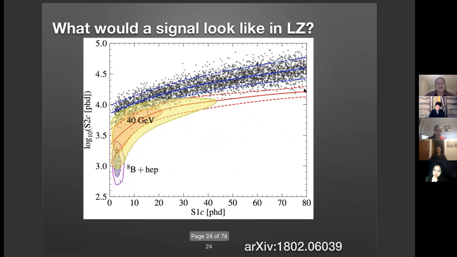What would a signal look like? Again, this idea of energy on the x-axis and some idea of separating our particles on the y-axis: black are all of the background events. Orange and yellow is where a signal for dark matter would be. And neutrinos from the sun would be down in this little purple bit at the bottom.